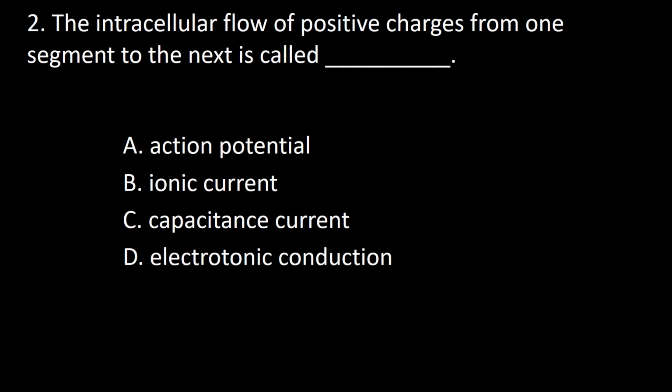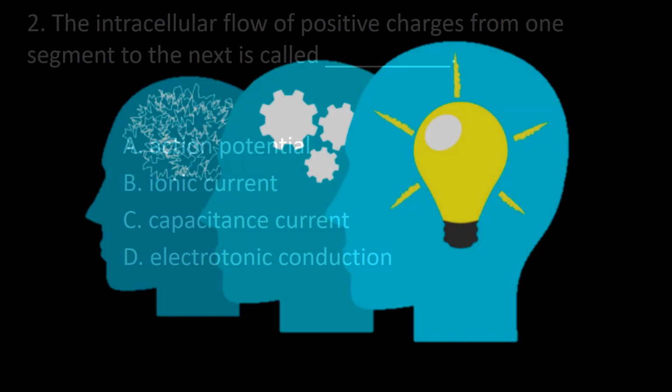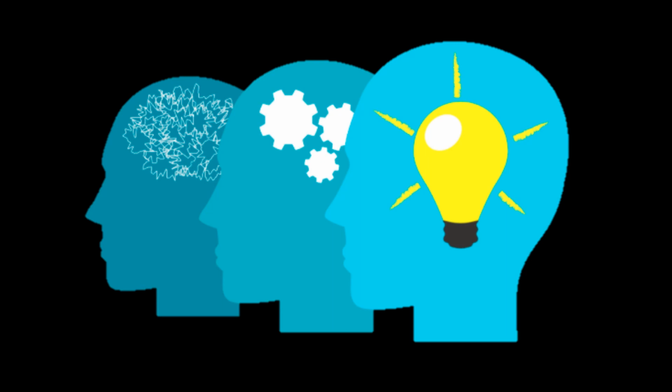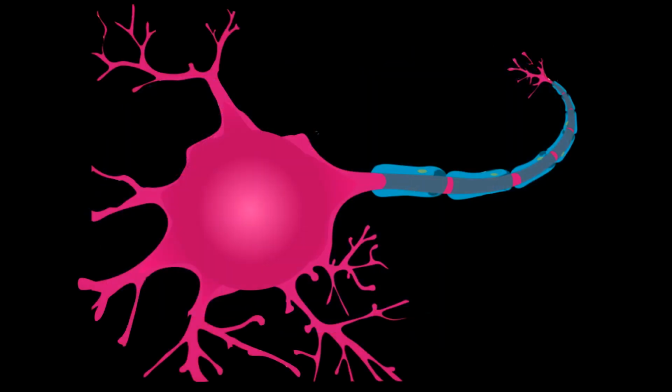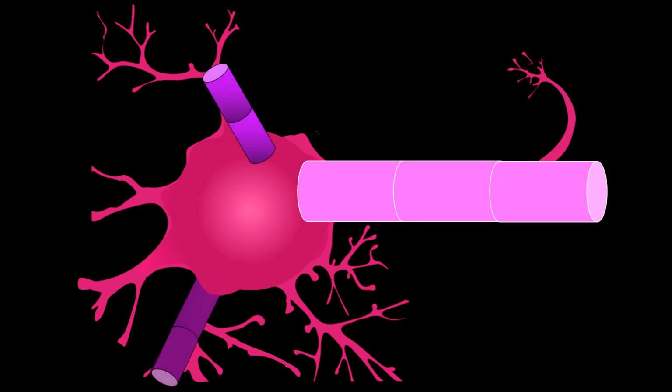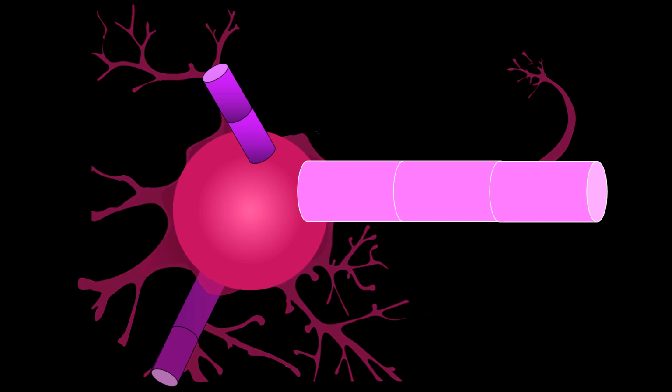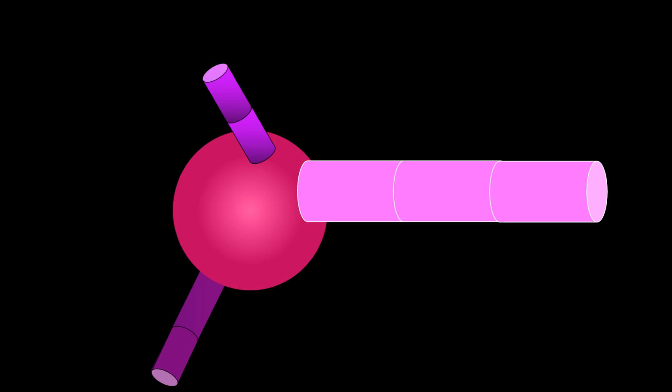Next question. The intracellular flow of positive charges from one segment to the next is called A. Action potential, B. Ionic current, C. Capacitance current, D. Electrotonic conduction. Understanding electrotonic current is of paramount importance to understanding action potential propagation. This is a cartoonish representation of a neuron. Here I have idealized 2 dendrites and an axon as cylinders, and the cell body as a sphere.